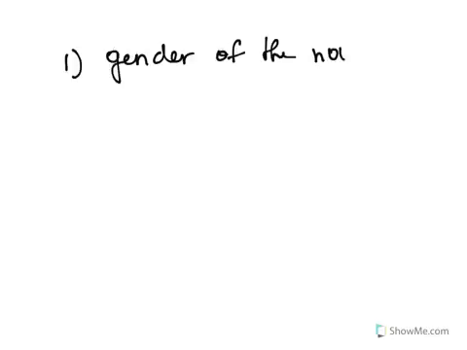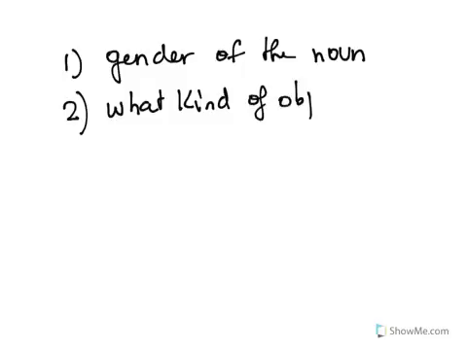The second problem that makes it a little bit more complex is that we also need to know what kind of object the verb is going to call for. In English, some verbs call for a direct object while they need an indirect object in French. So what kind of object is the verb calling for?